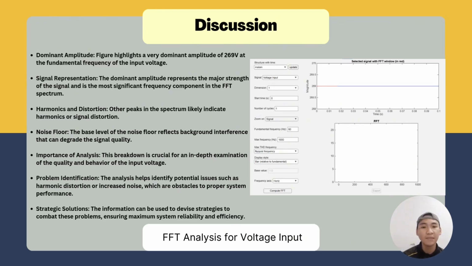Any other peaks in the spectrum would likely be due to harmonics or signal distortion, while the base level of the noise floor would indicate background interference that can be potentially detrimental to the general quality of the signal. This breakdown is important in an in-depth examination of the quality and behavior of the voltage input. It follows, therefore, that such analysis may be employed to identify potential harmonic distortion problems or even increased noise, all of which are obstacles to the proper performance of the system.